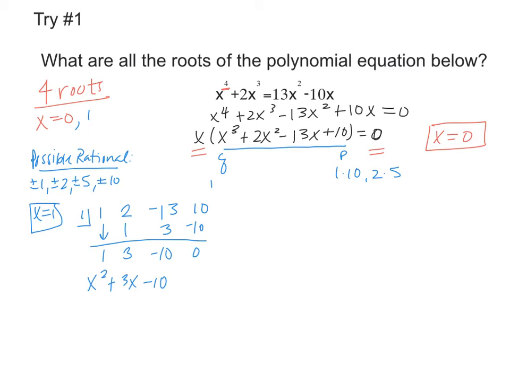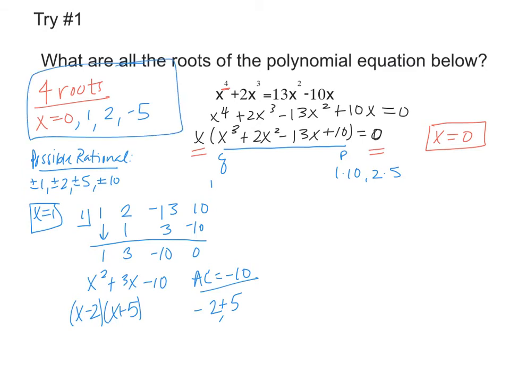And then from here, we can do AC. AC is going to give us negative 10, and the factors of negative 10 that work for 3 are 2 and 5, specifically negative 2 and positive 5. So since those work, those factors would be x minus 2 and x plus 5. So that means that their roots are 2 and negative 5. So we have all 4 roots, and we are done.